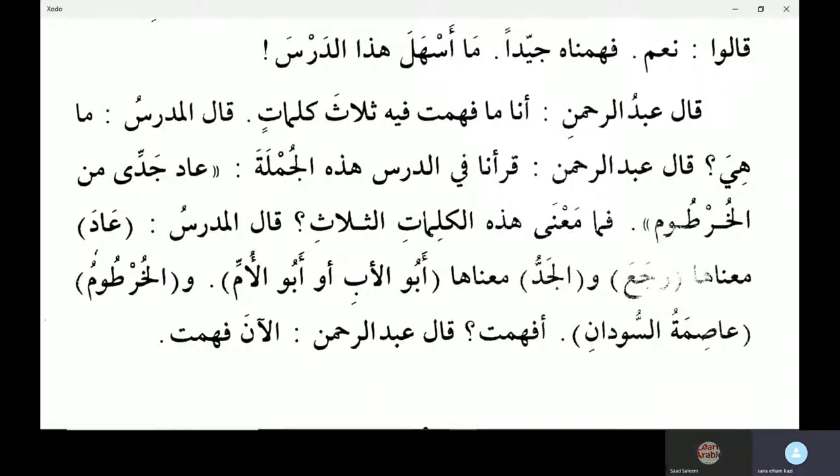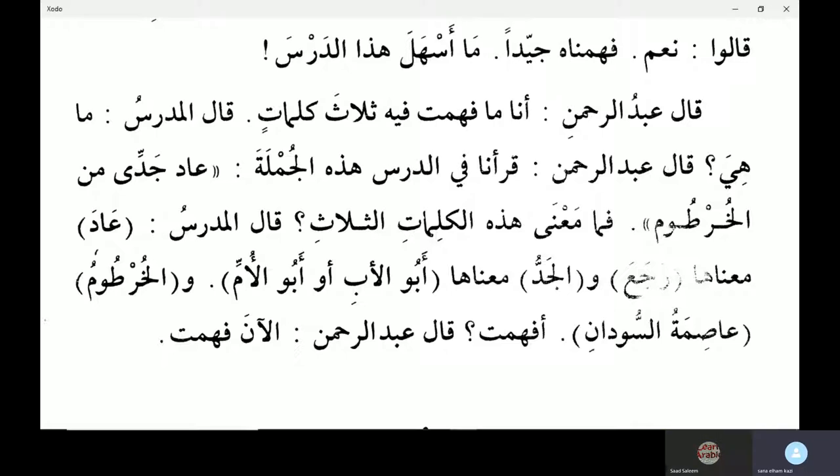Ana ma fahimtu fihi thalatha kalimatin. Fahimtu. Ana ma fahimtu fihi thalatha kalimatin. I did not understand in it three words. Thalatha kalimatin, three words.